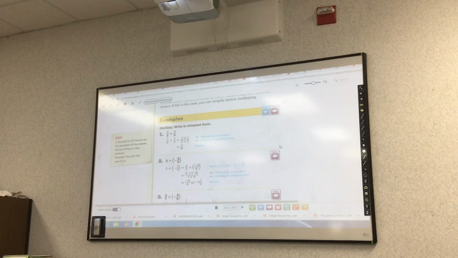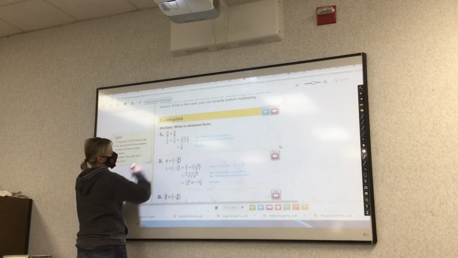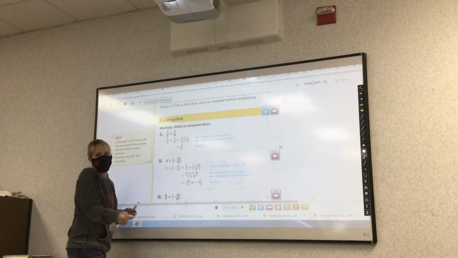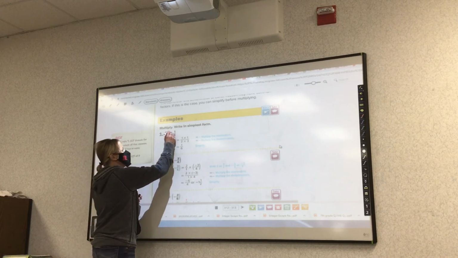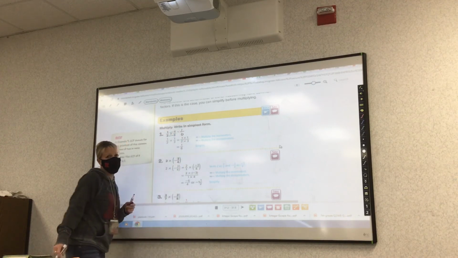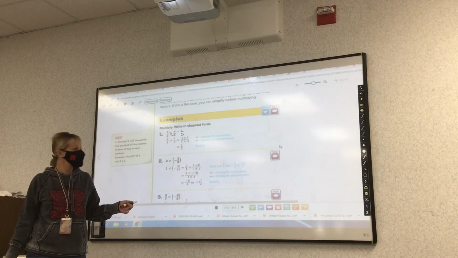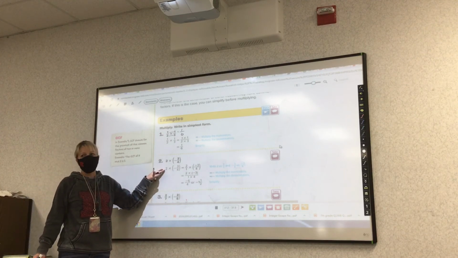1/2 times 1/3. Can I reduce anything? No. So what you do on your paper, you just write out the problem and then show your lines, because sometimes that's where people make mistakes. 1 times 1 is 1. 2 times 3 is 6, and your answer is 1/6 because I cannot reduce 1/6. Anybody struggling there? Okay.